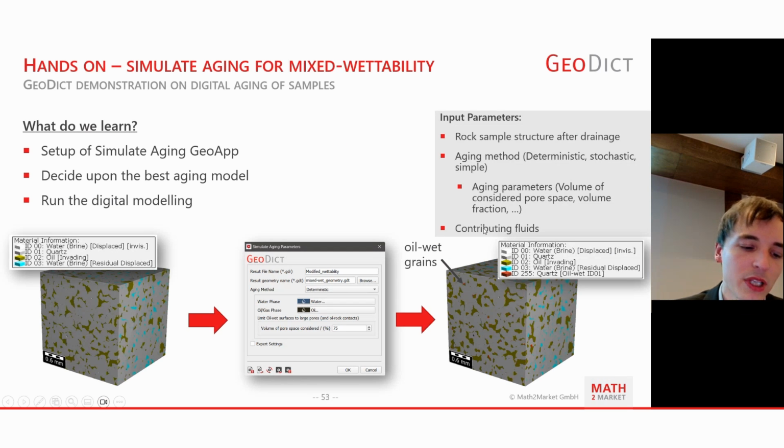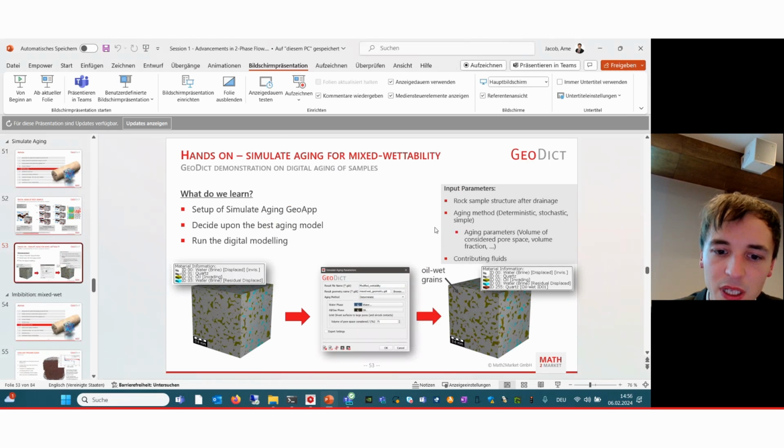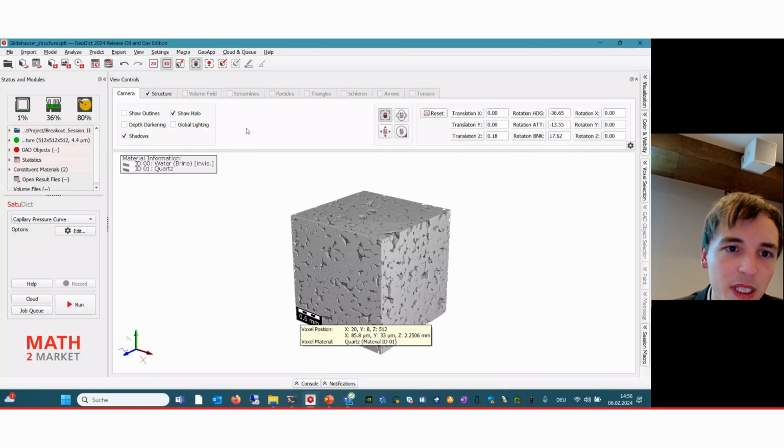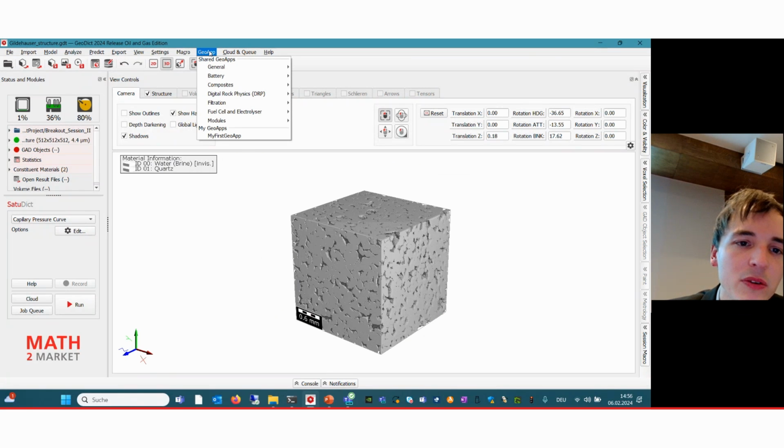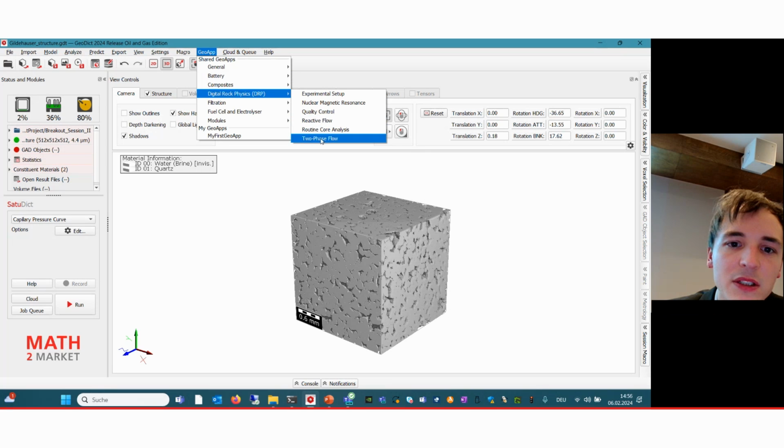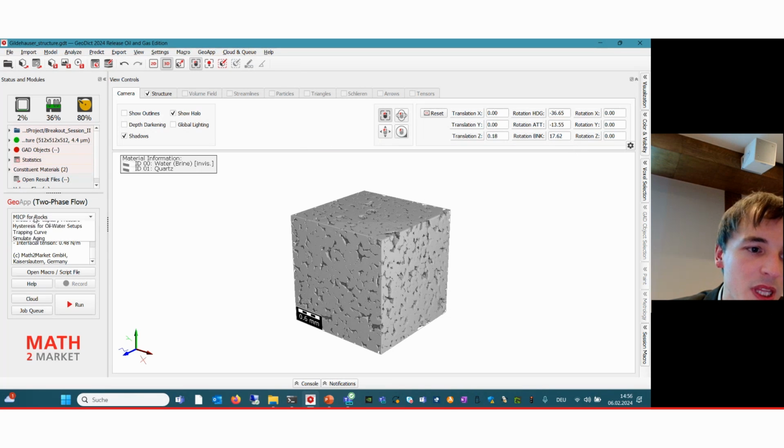I would also like to show that aging GeoApp in GeoDict. I have to hurry up a little, so I will make it a little faster here. In the GeoApp menu, as Lobel was already introducing, you can simply choose digital rock physics and two-phase flow. There you would have MICP, porous plate, capillary pressure, hysteresis, trapping curve, and simulate aging, the app we are now looking at.